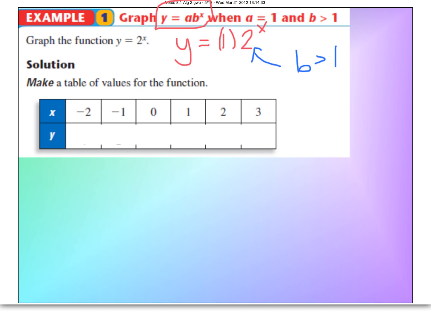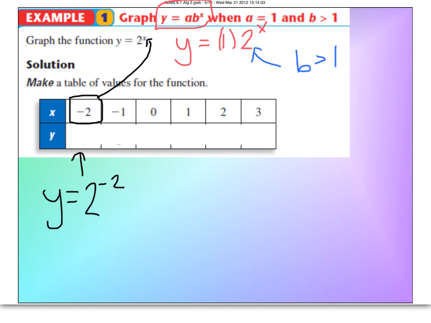Now to graph this by hand, we would just make a table of values, and they've started it here for us. So let's just complete the 6 spots in here. The first one we would do is to find the y that goes with x of negative 2. I'm going to take the negative 2 and put it in for x. So for here, it's going to be y equals 2 to the negative 2 power.